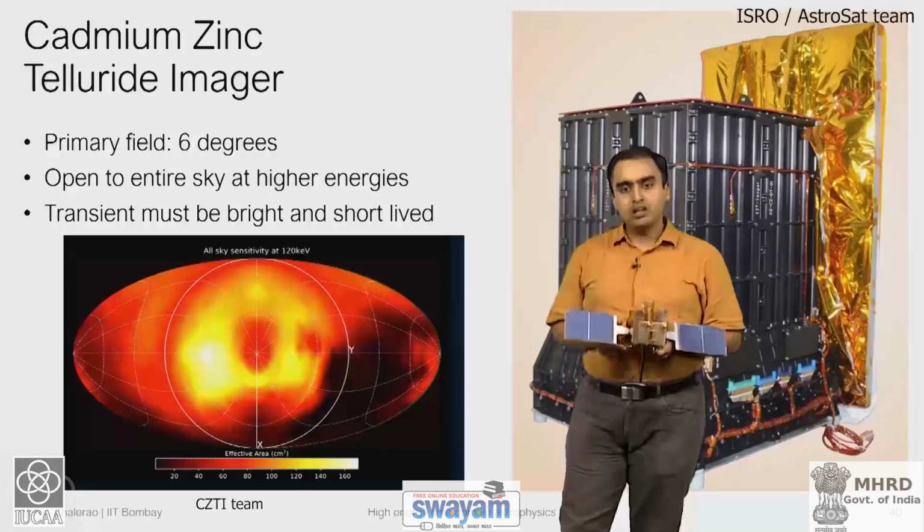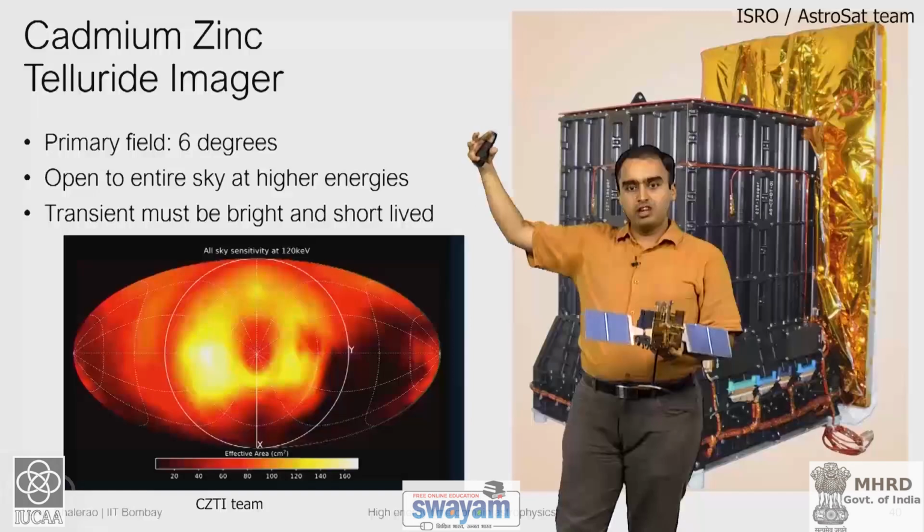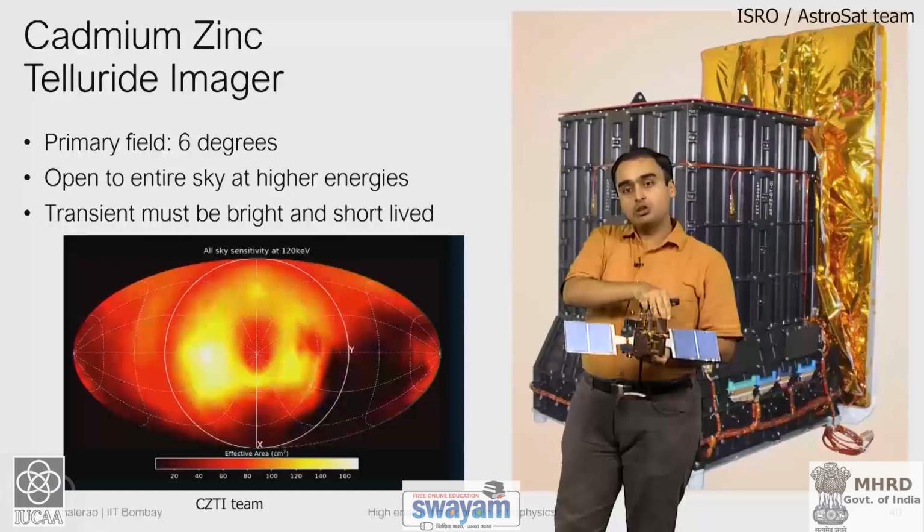So, what is happening is that this is AstroSat. If a transient explodes here, CZTI actually is transparent to it.